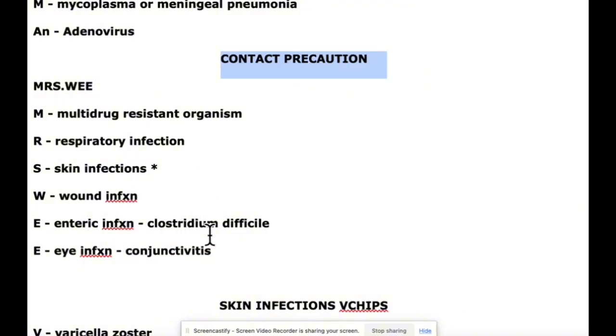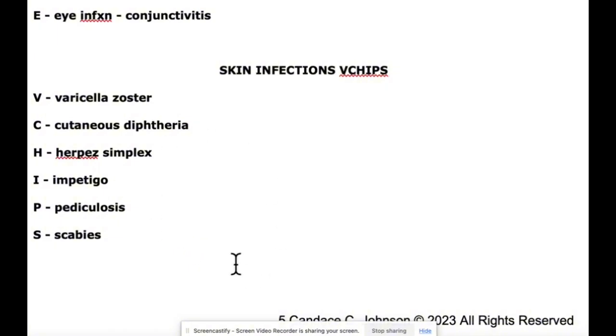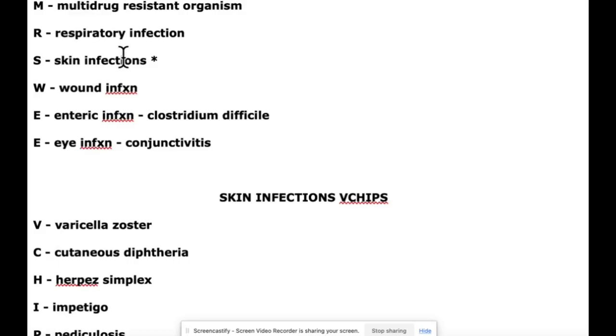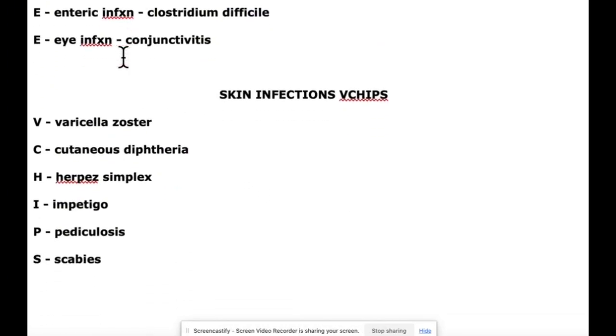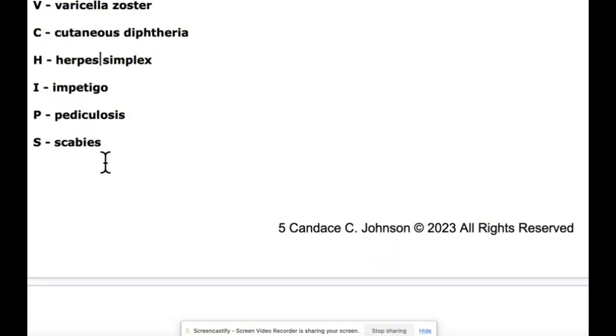E for enteric infections, including C. diff, and then another E for eye infections, including conjunctivitis. All right, so those are helpful. B chips, you heard of that one? It's got to break down the skin infections mentioned in Mrs. Wee. So the skin infections: varicella zoster, cutaneous diphtheria, meaning the skin diphtheria, right? H, herpes simplex, I don't know why I put a Z there. Just throw it here. I for impetigo, P for pediculosis, and then finally S for scabies.